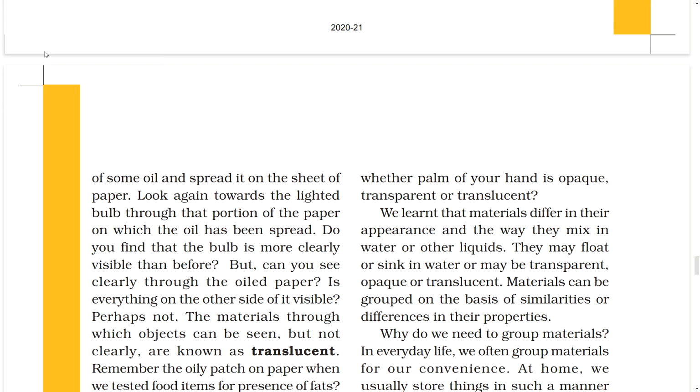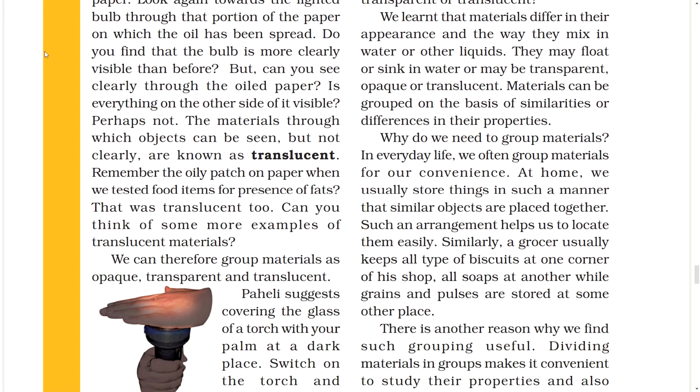Why do we need to group materials? In everyday life, we often group materials for our convenience. At home, we usually store things in such a manner that similar objects are placed together. Such an arrangement helps us to locate them easily. Similarly, a grocer usually keeps all types of biscuits at one corner of his shop, all soaps at another, while grains and pulses are stored at some other places.